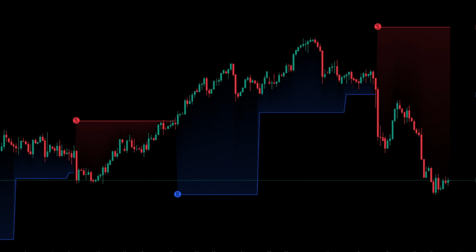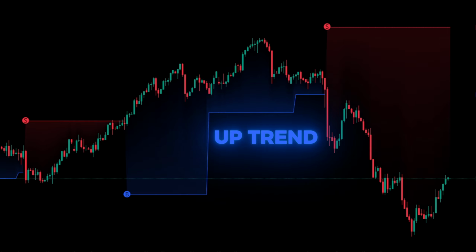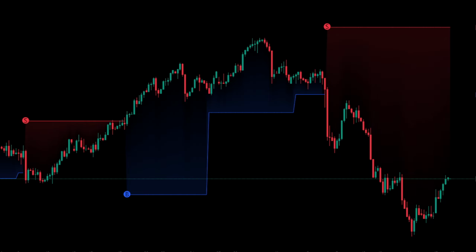Once loaded on your chart, the first thing you'll notice is the blue and red trend lines, with a clear buy and sell signal for each of them. Blue naturally indicates an uptrend and red indicates a downtrend. See here, when we get our buy signal marked with B, we begin a strong uptrend, and here, when we get our sell signal marked with an S, we start a downwards move.